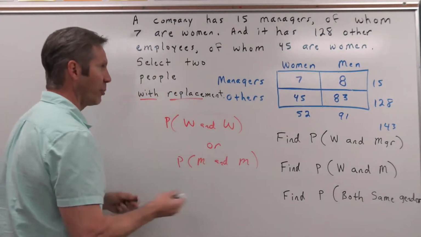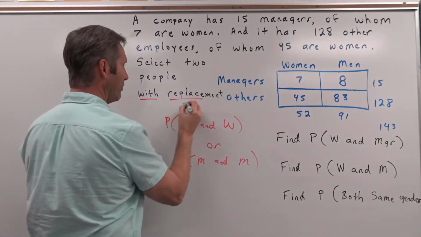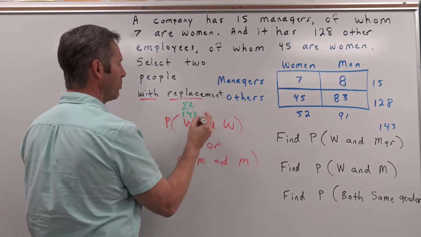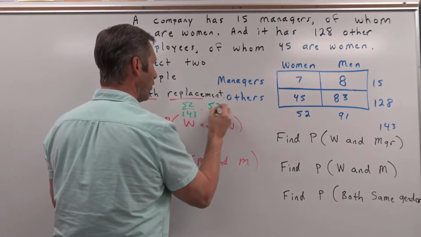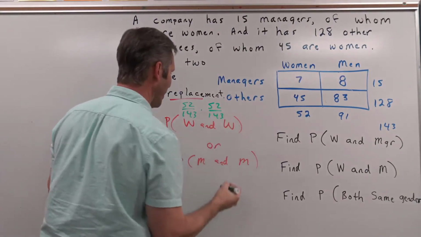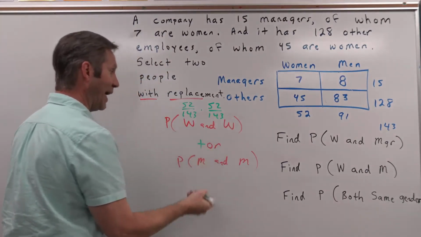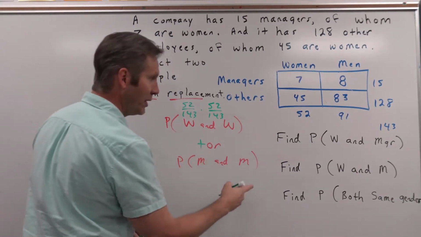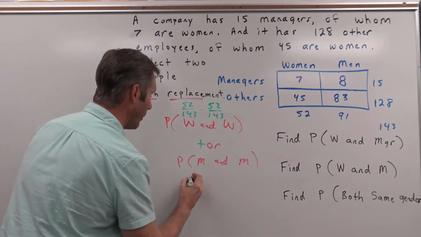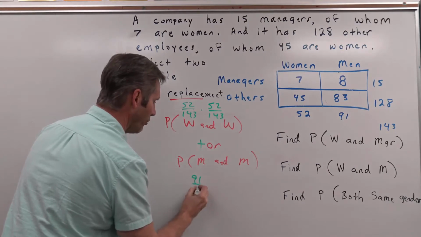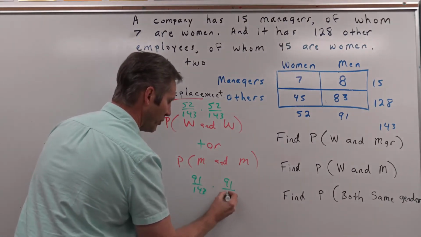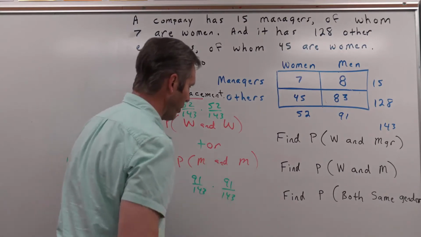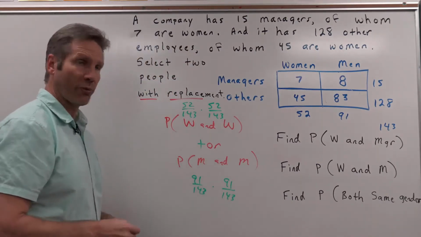So what we're going to do, the probability we get a woman the first time is 52 out of 143. The probability we get a woman the second time, knowing that we did this with replacement, is also 52 out of 143. Or, so that means we can add this situation also, which would be the probability of getting a male, which is 91 out of 143, times the probability of getting a male, which is preserved at 91 out of 143 because we did this with replacement.